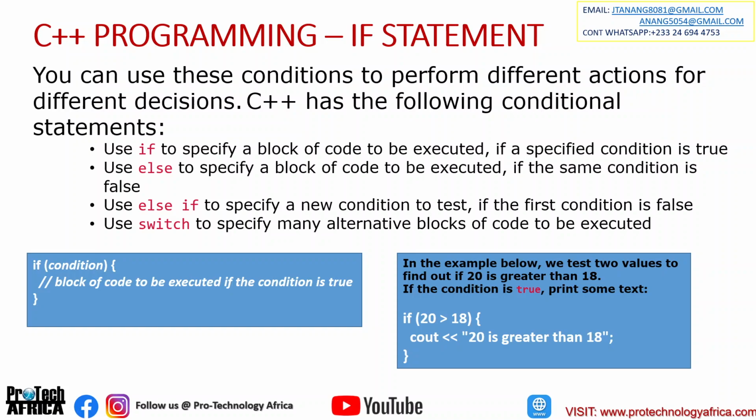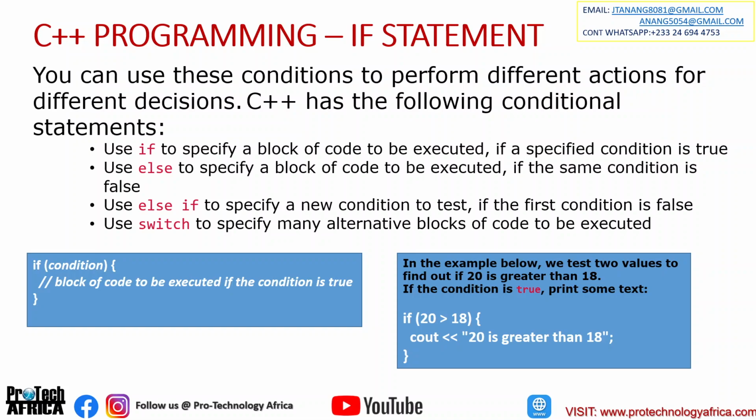Now let's look at it. It says that you can use these conditions to perform different actions for different decisions. C++ has the following conditional statements. The first one: use if to specify a block of code to be executed if a specified condition is true. Then we have else, to specify a block of code to be executed if the same condition is false. And then we have else if, to specify a new condition to test if the first condition is false. And then we have switch, to specify many alternative blocks of code to be executed.